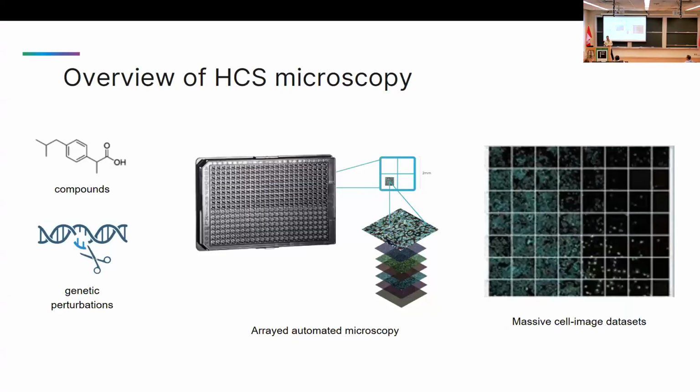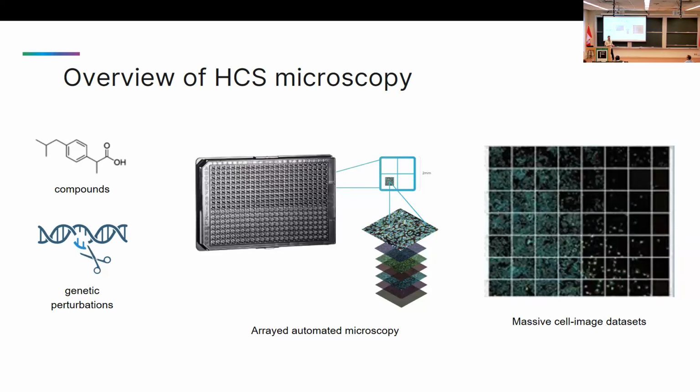So this is what high content screening looks like. You can take 384 or 1536 well plates, grow cells in them, and then expose them to different perturbations. This can be compounds like drugs, or genetic perturbations, these days mostly using CRISPR. And then we can get images of how the cells are responding to those types of perturbations.